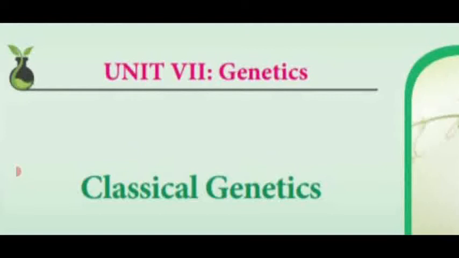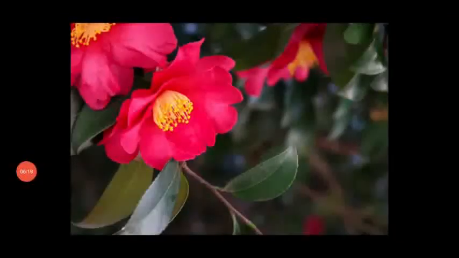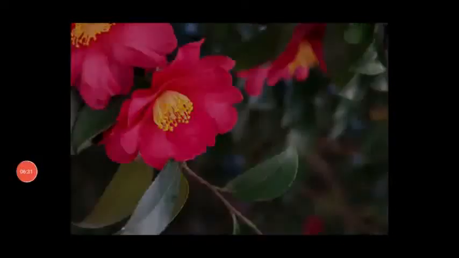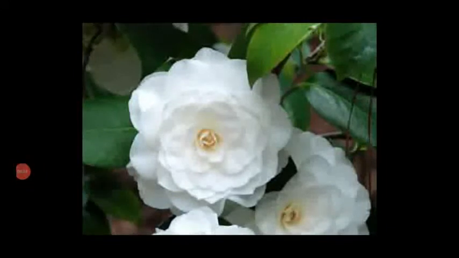In this video, we are going to continue with the next topic, pleiotropy and intergenic gene interaction. Dear students, this is the camellia flower, which shows codominance with a red color flower. This is the white color flower of camellia, which also shows codominance.